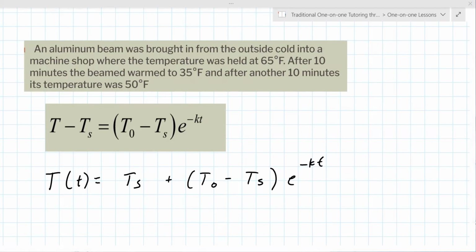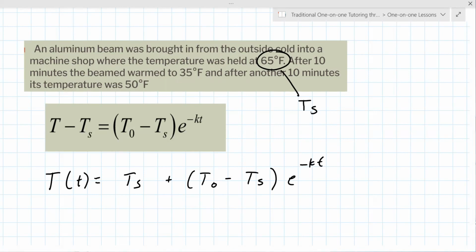So let me see if I can figure out what the instructor's doing here. He says surrounding temperature is TS. Okay, so it says an aluminum beam was brought in from the outside cold into a machine shop where the temperature is held at 65 degrees. So 65 degrees is your TS, because that's the temperature everything will eventually warm up to.